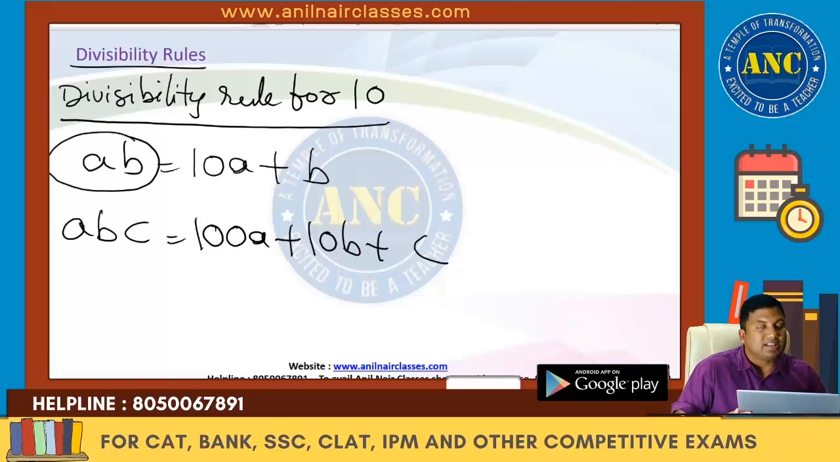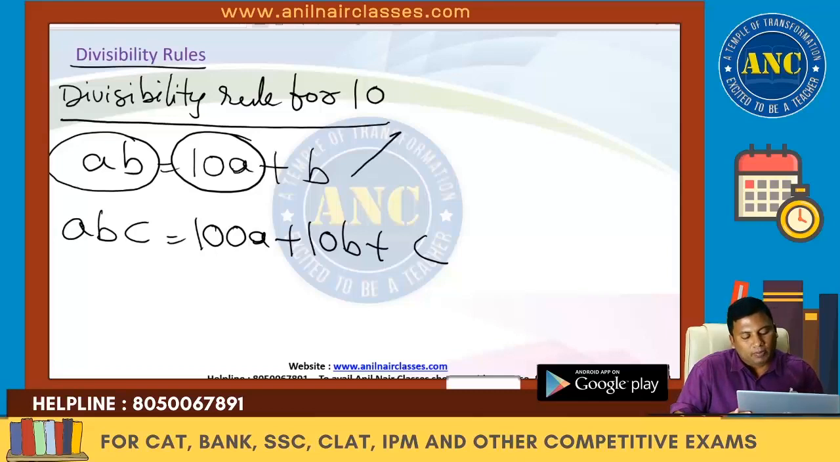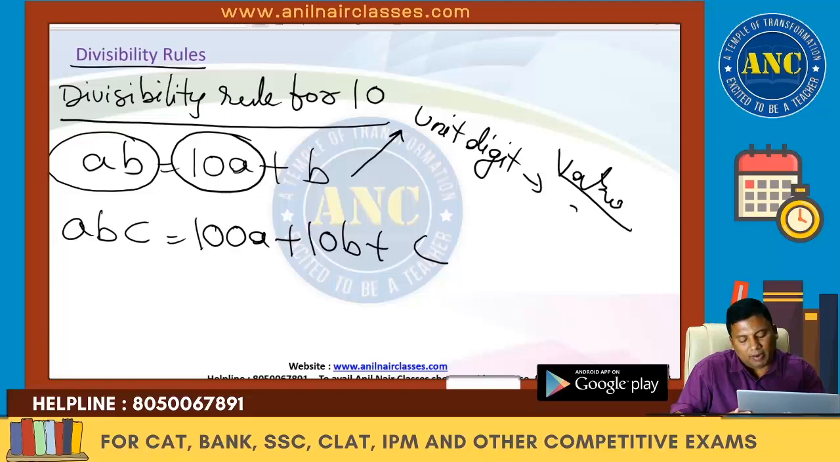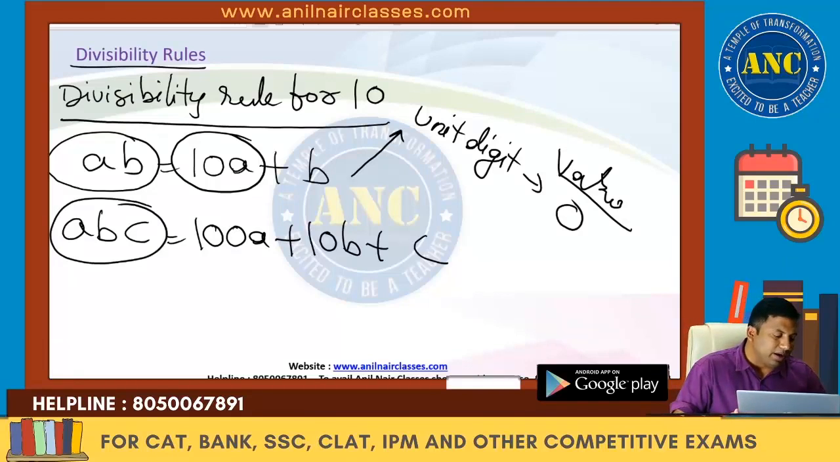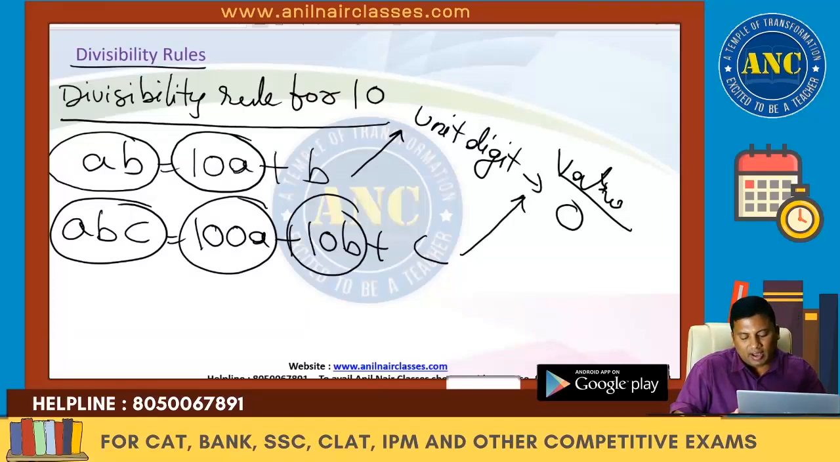If AB is divisible by 10, 10 into any number is divisible by 10, so B should be divisible by 10. That means B can take only the unit digit value 0, because any number multiplied by 10 has unit digit 0. If this is divisible by 10, this is divisible by 10, this is divisible by 10, the unit digit value should always be 0. The divisibility rule of 10 is nothing but the divisibility rule for both 2 and 5.